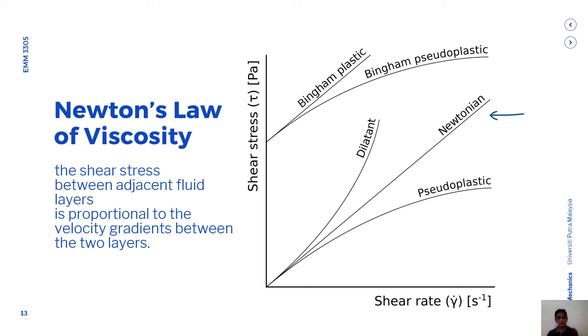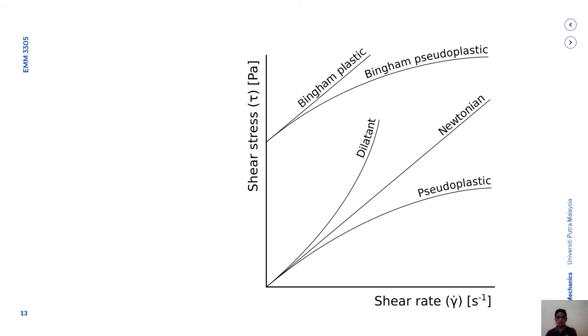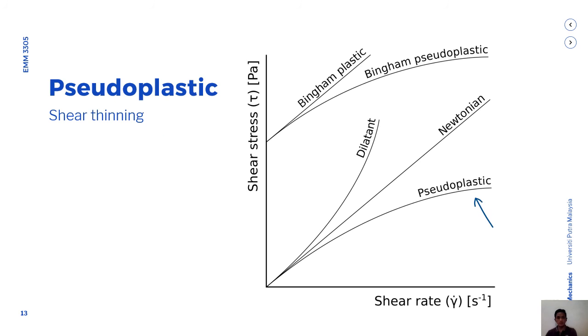So how about non-Newtonian fluids? Pseudoplastic fluids exhibit shear thinning properties where the viscosity decreases with the rate of applied shear stress. Examples are paint and ketchup. Dilatant fluids exhibit shear thickening properties. For example, the viscosity increases with the rate of applied shear stress. A good example would be a mixture of cornstarch and water.